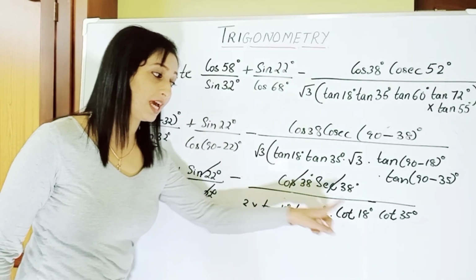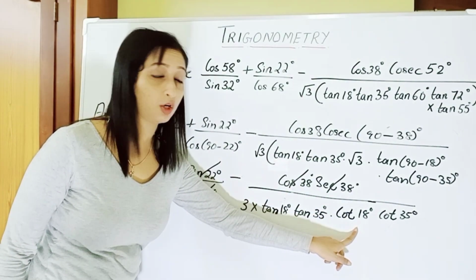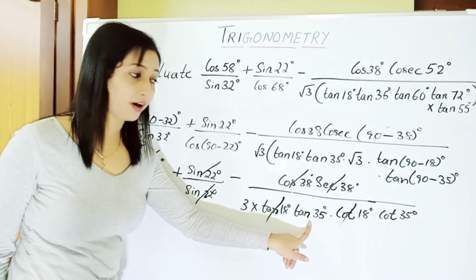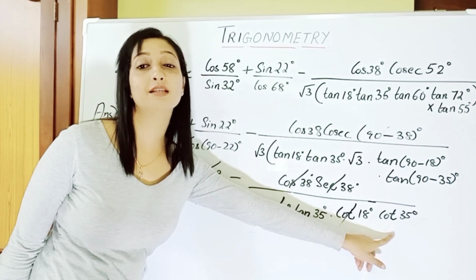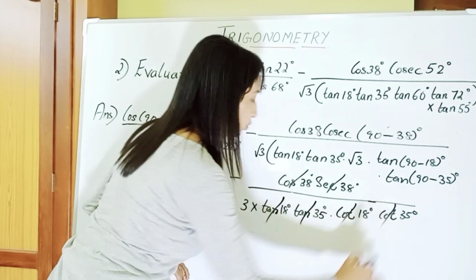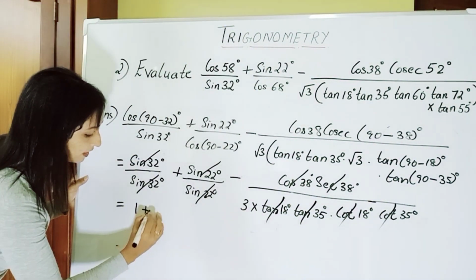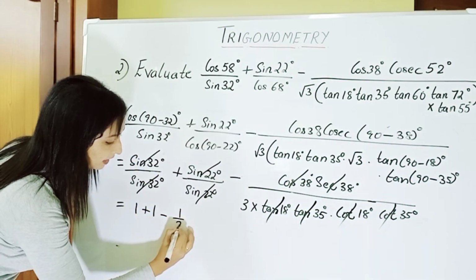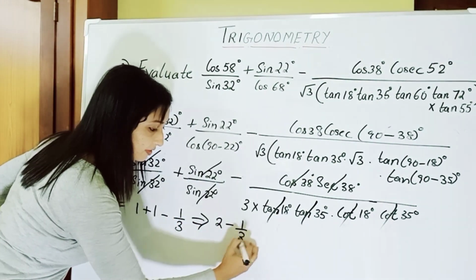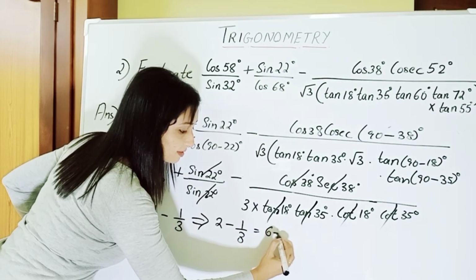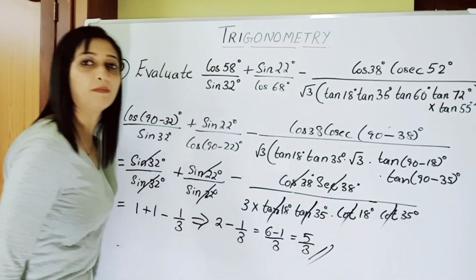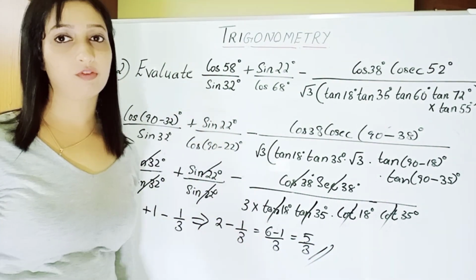Now tan 18 and cot 18 I can cancel. Why? Because cot 18 is 1 by tan 18. Again tan 35 and cot 35 again I can cancel. Why? Because cot 35 is equal to 1 by tan 35. So what is remaining? 1 plus 1 minus 1 by 3, which implies 2 minus 1 by 3, which is equal to 6 minus 1 by 3, and our answer is 5 by 3. So that was a 3-mark question.